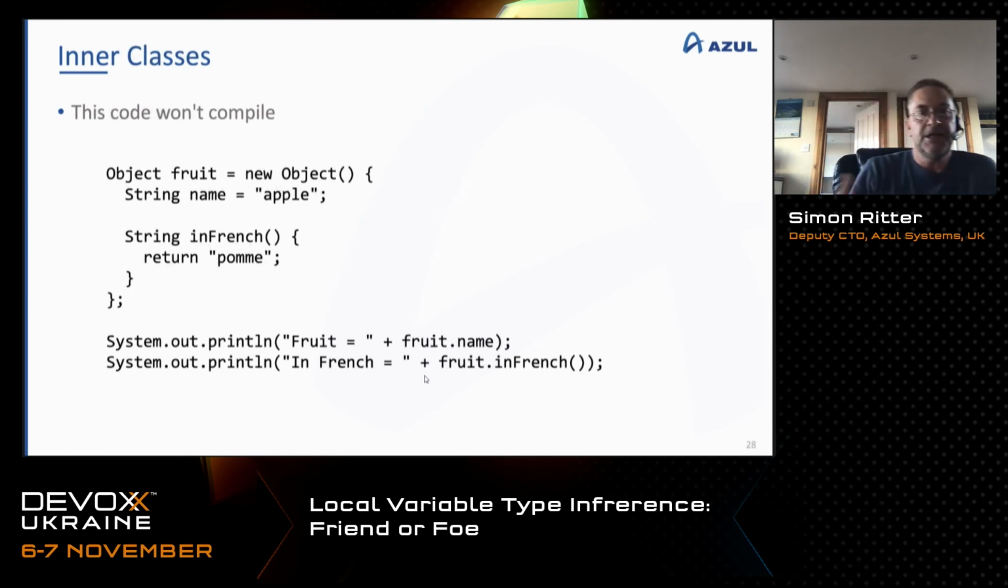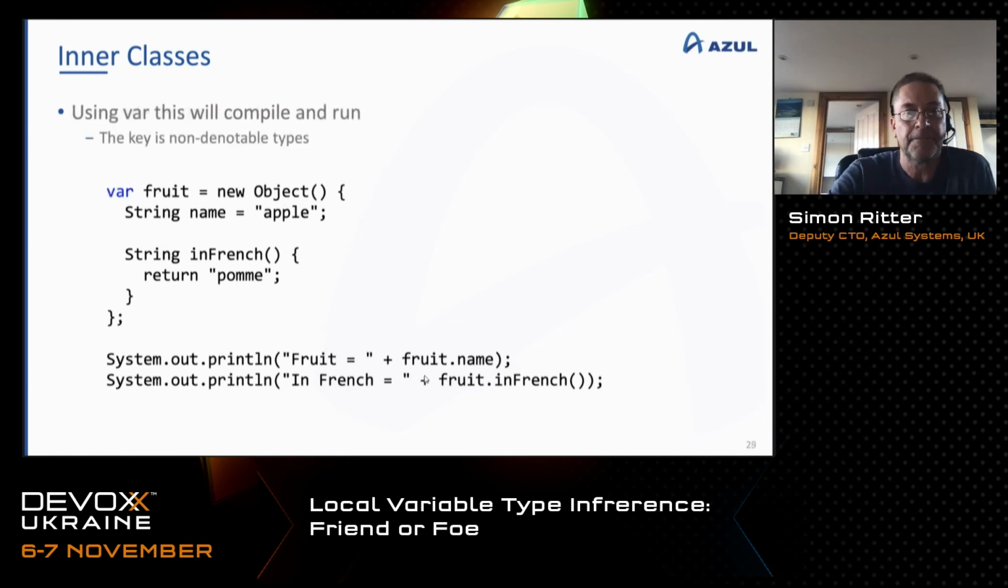Another good example of that is inner classes. This is a slightly weird bit of code. I can create this code where I say object fruit equals new object, and then within that definition of my new object, I can put a field called name, apple, and I can create a method called Infrerence, which returns pom. All good. Now, that code on its own will compile fine, which I do find a little bit odd, but yes, it will compile. However, if I try and reference either the instance variable or the method, that will not compile. The compiler will reject that because object doesn't have a fruit, it doesn't have a name field, it doesn't have an Infrerence method.